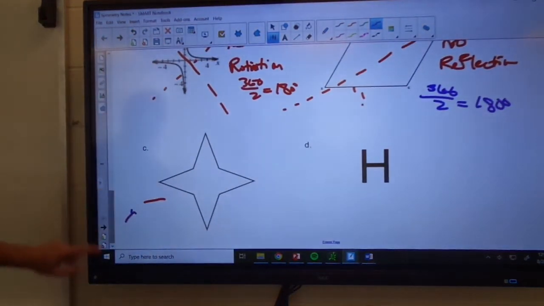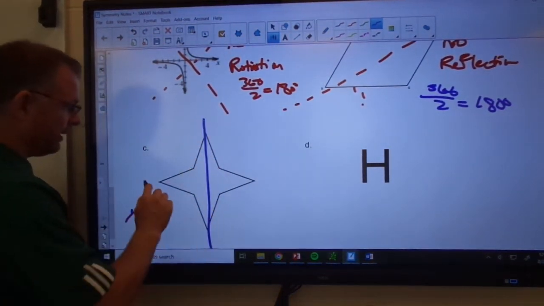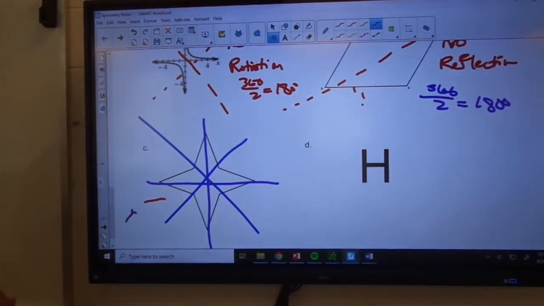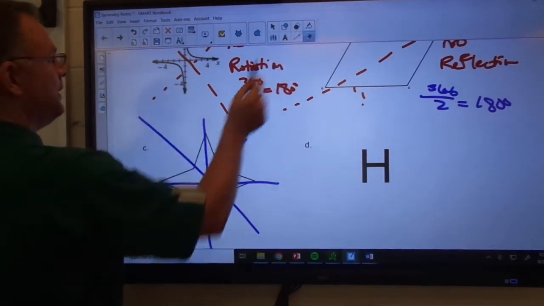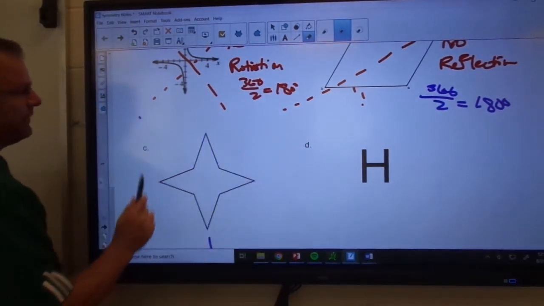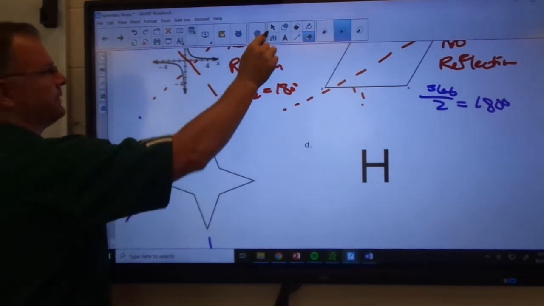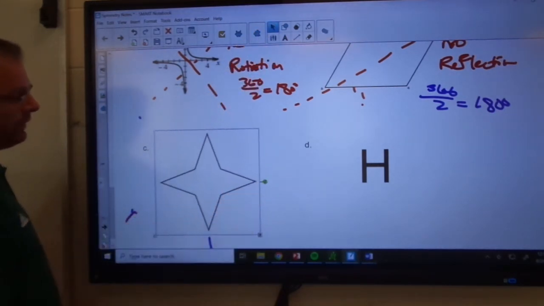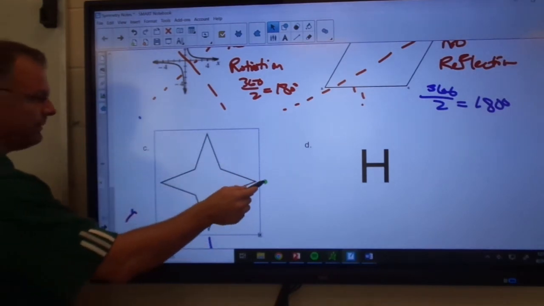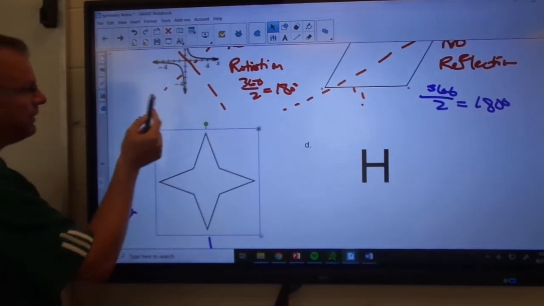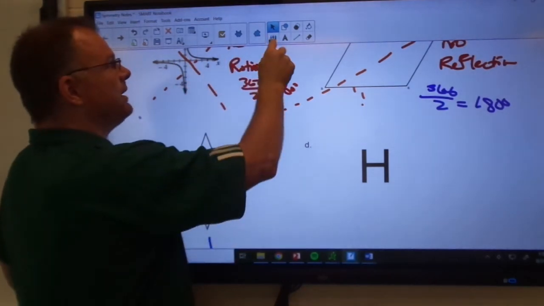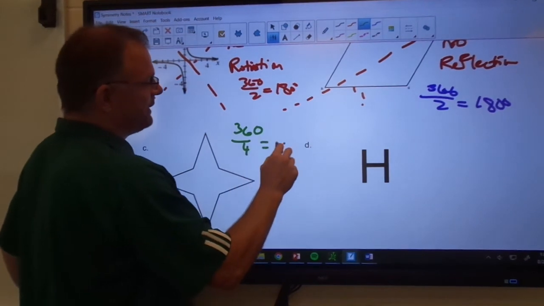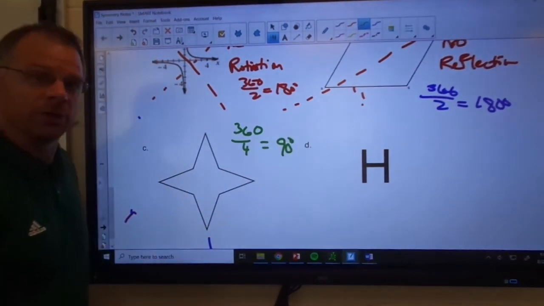This star, we could get a line here, we could get a line here, we could get a line here, we could get a line here. So actually 4 different lines of reflection. And then we could also have some rotation on this as well, right? I think a quarter of a turn gets us back to be the same thing we started with. So 1, 2, 3, 4, it's going to be 4 turns here. A quarter of a turn gives us rotation symmetry. So we would say 360 divided by 4, this has 90-degree rotation symmetry.